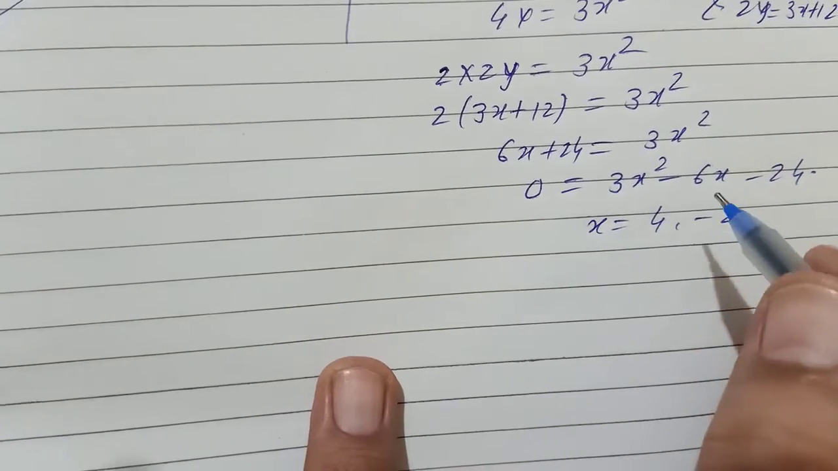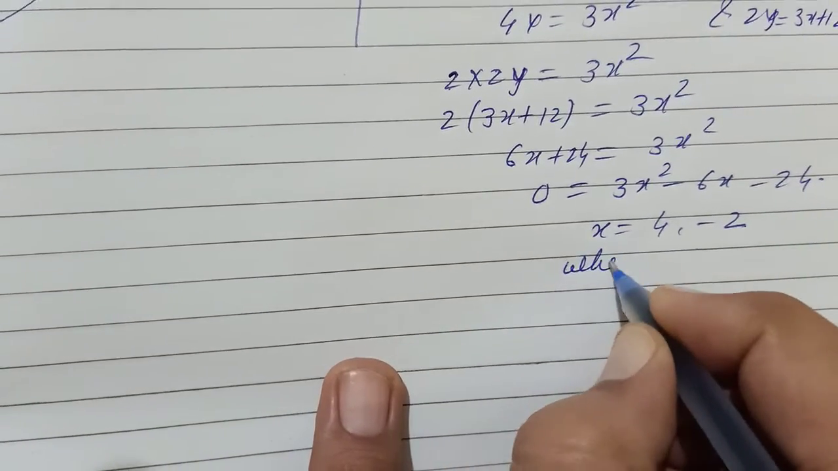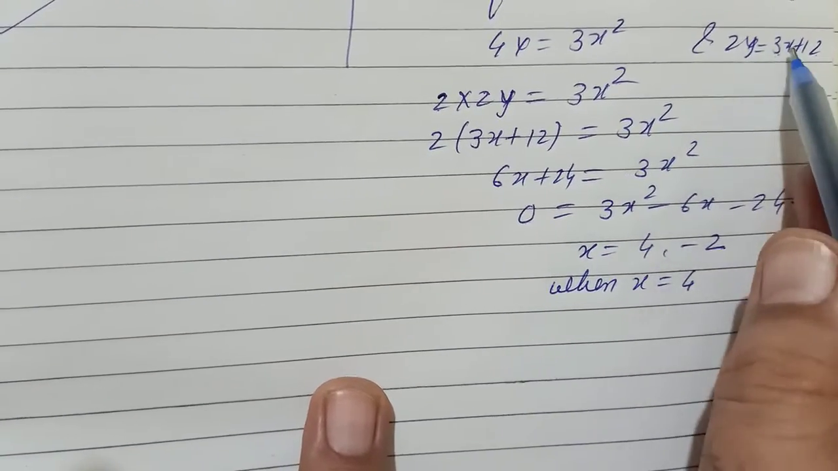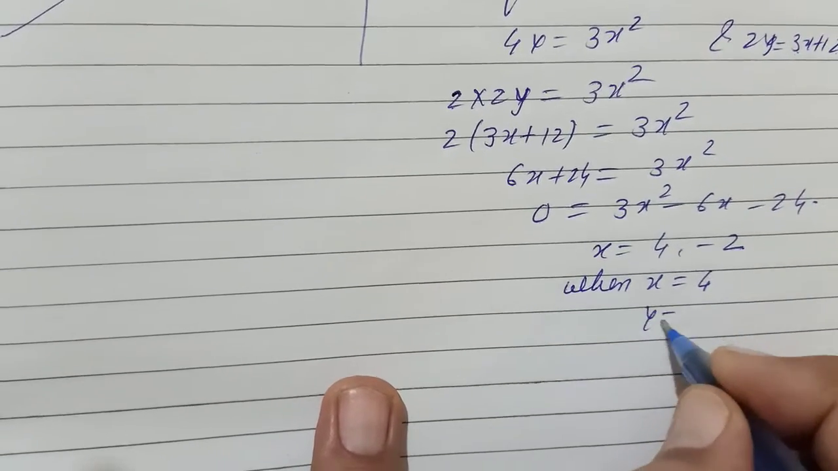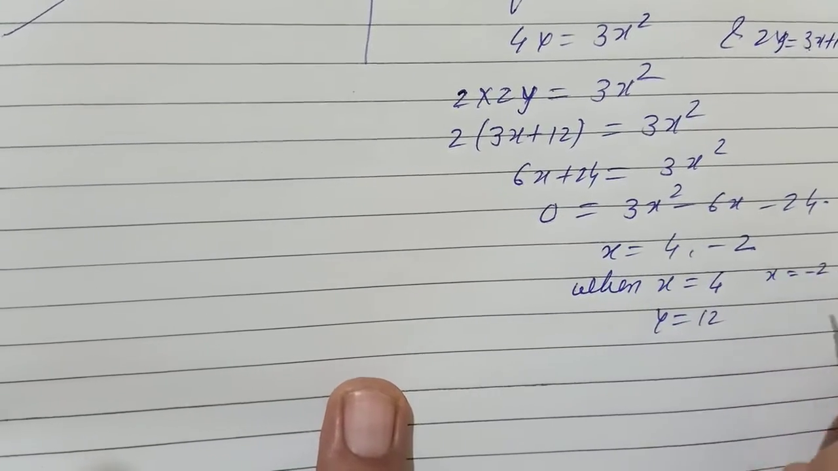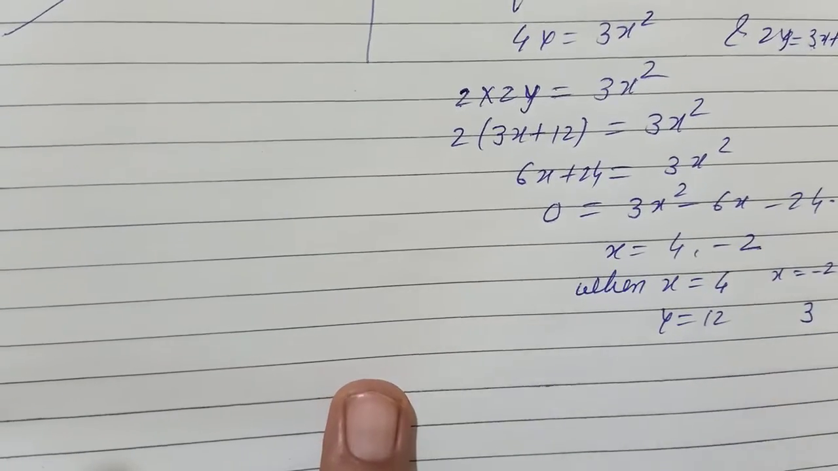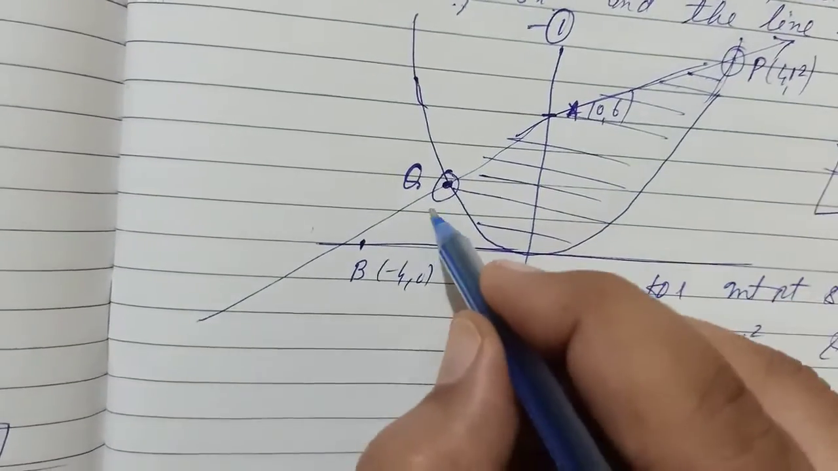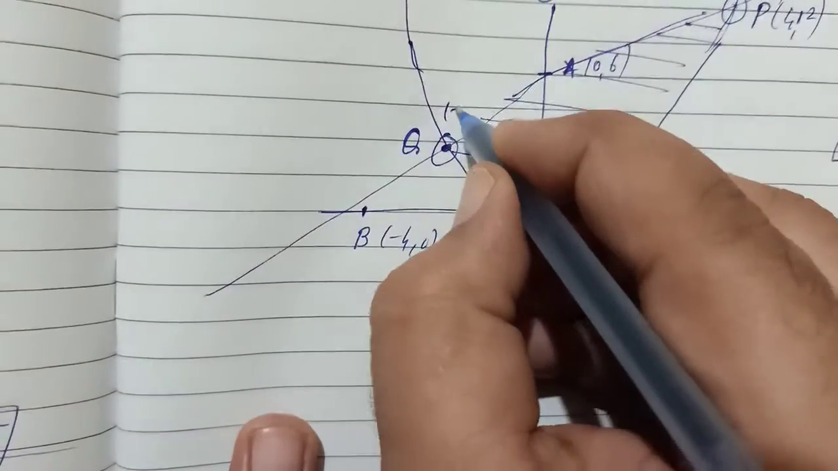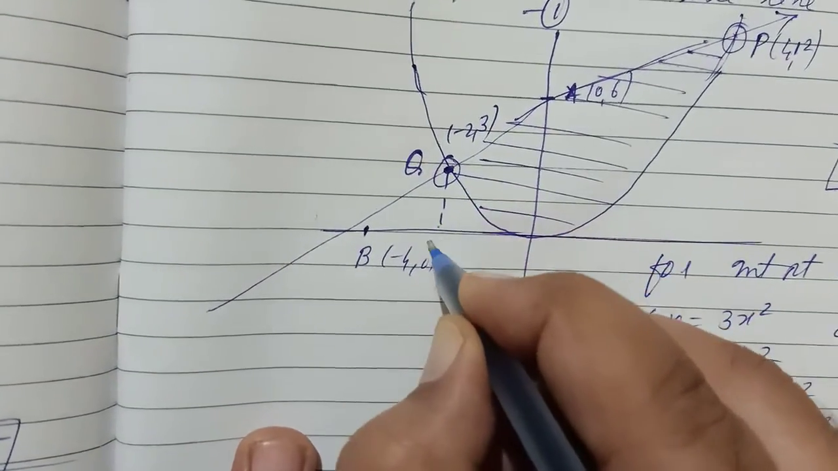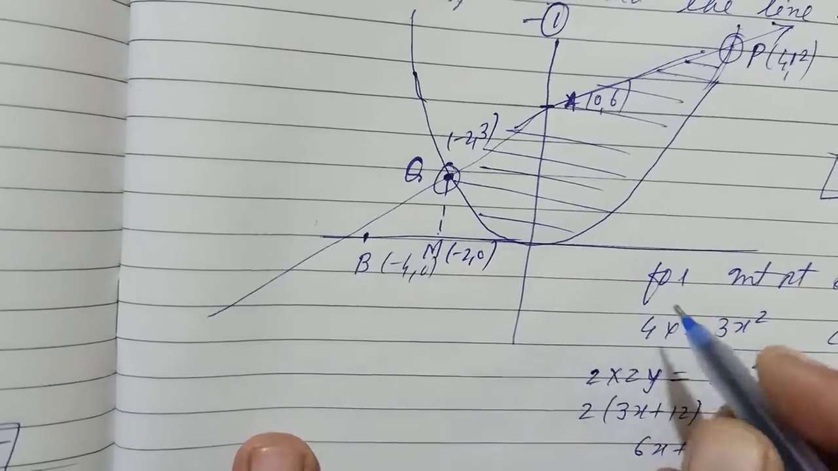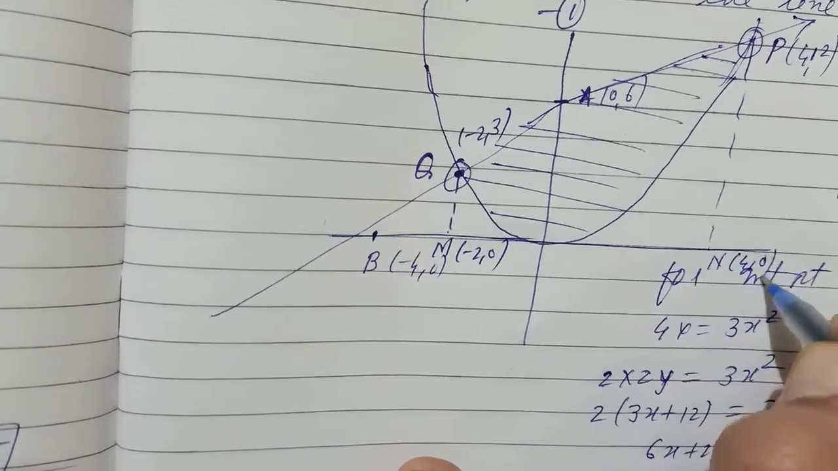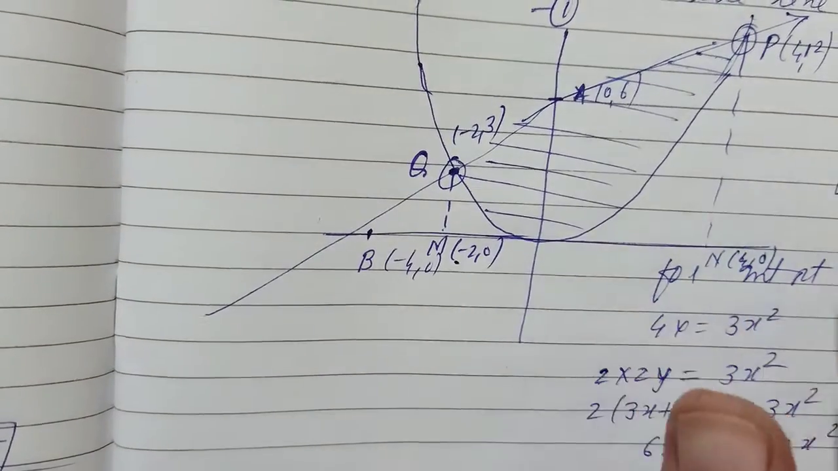When x is 4, this is 12, 24 upon 2, 12. Y is 12. When x is minus 2, it is plus 3. So 4, 12 and minus 2, 3. This is 4, 12 and this is minus 2, 3. So you have to draw the perpendicular. This is PM. So the coordinate of this point would be minus 2, 0, and coordinate of this point would be 4, 0. So limits will be minus 2 to plus 4. Upper minus lower.